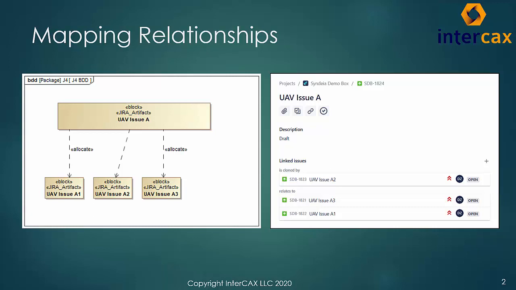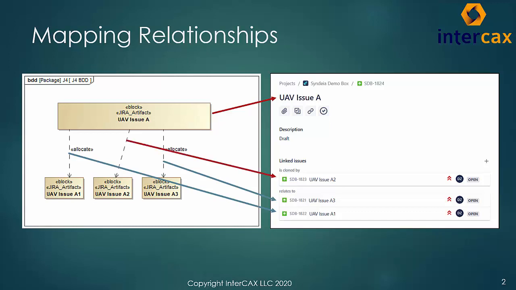In this case, we will map SysML blocks to JIRA improvement issues, SysML allocate to JIRA relates to, and SysML dependency to JIRA is cloned by. Now, these choices are arbitrary, simply to illustrate the process.